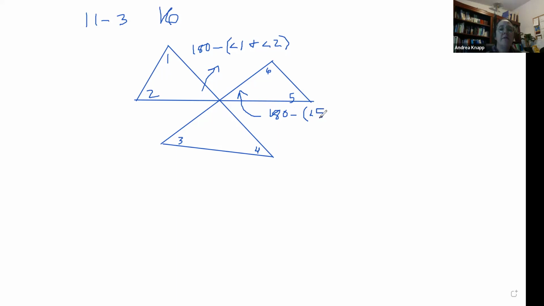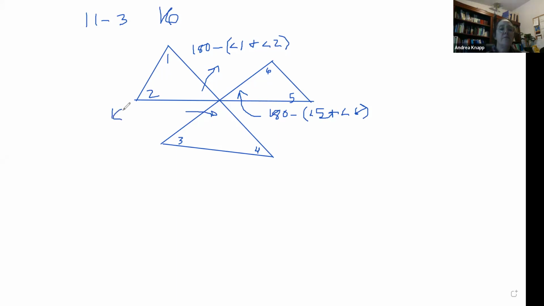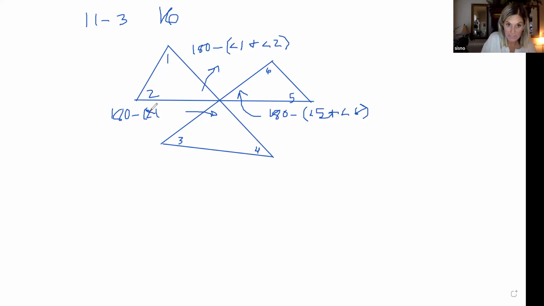And what about the other one? 180 minus angle 3 plus angle 4. Yep, this one is 180 minus angle 3 plus angle 4. And then if you look at all of the angles around that vertex, how many degrees is around a point? 360. And there's another piece in here that we've got to look at even before we get there.